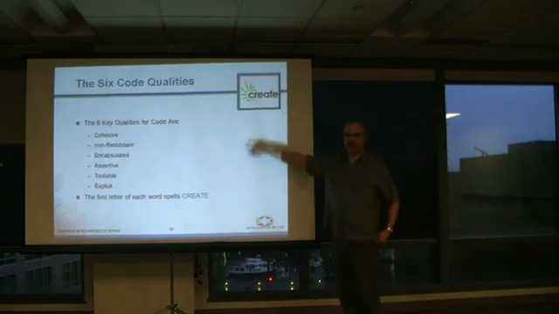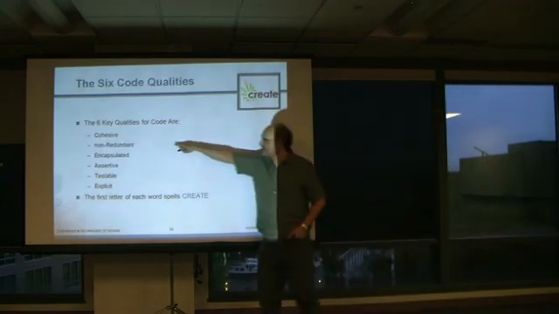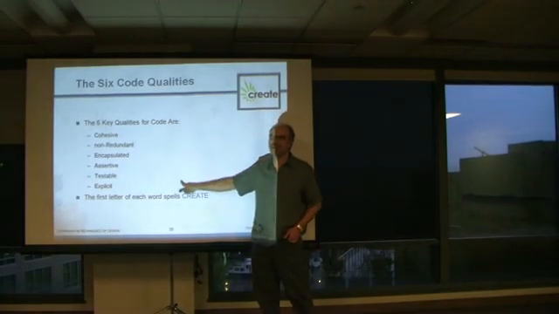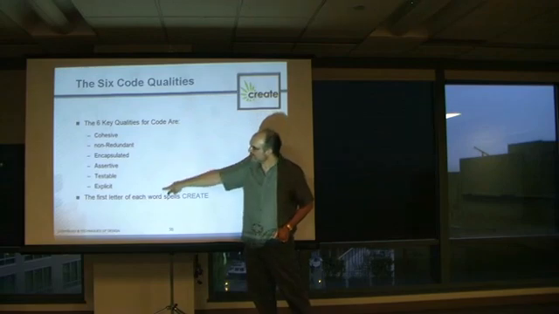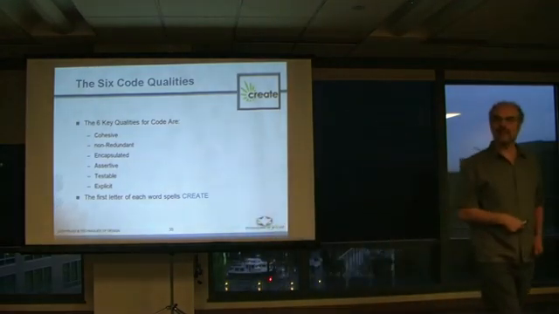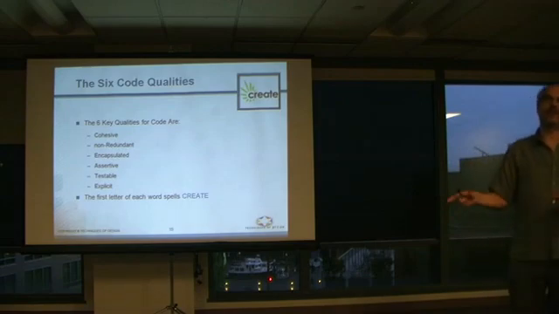So, the 6 code qualities that we talked about: cohesion, non-redundant, encapsulated, assertive, testable, and explicit. These are the things that I look for in code. If I look at the first letters, it makes the word CREATE, C-R-E-A-T-E. So it's an easy way to remember it. I want to create quality in my software.